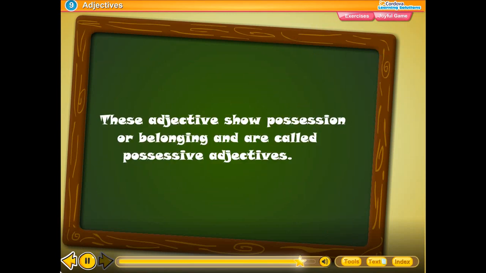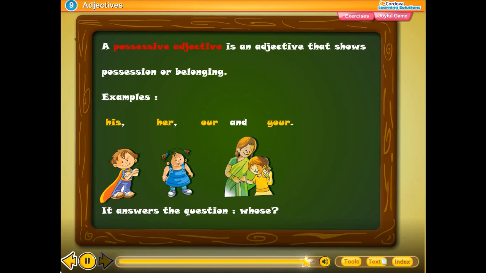or belonging to them. These adjectives show possession or belonging, and are called possessive adjectives. A possessive adjective is an adjective that shows possession or belonging. Examples: his, her, our, and your. It answers the question whose.